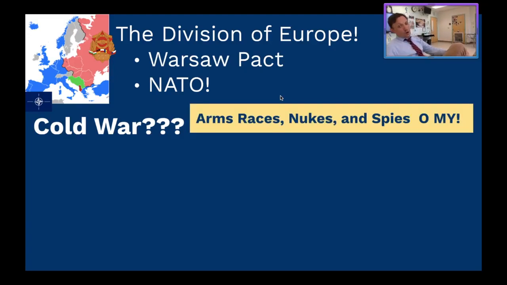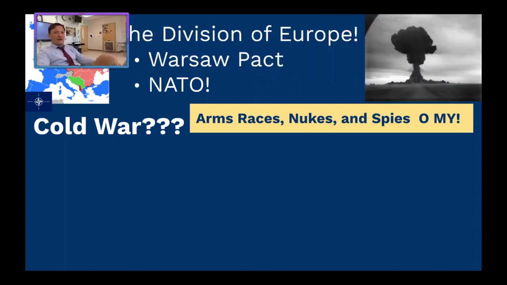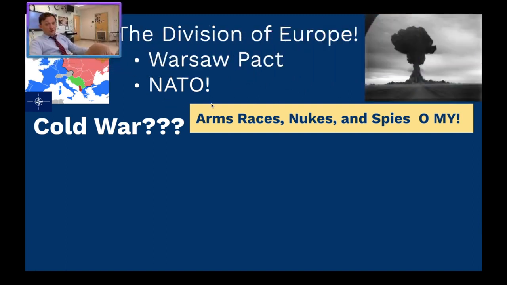So Cold War, though, why is it called a Cold War? Well, it's called a Cold War because it's a war that never truly was hot in Europe. What I mean by hot in Europe is shots weren't necessarily fired between countries in Europe. Instead, it was a Cold War due to the fact that there were arms races, nuclear buildups, and spies. Oh my. So the first element of a Cold War that we'll talk about is the arms races, right?